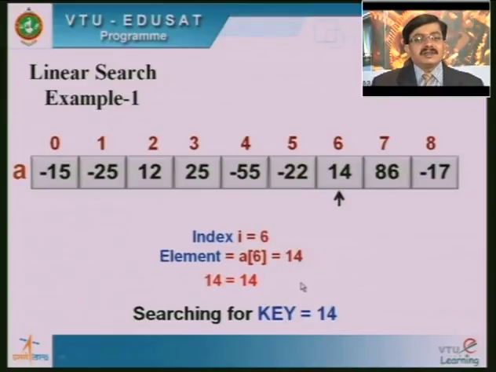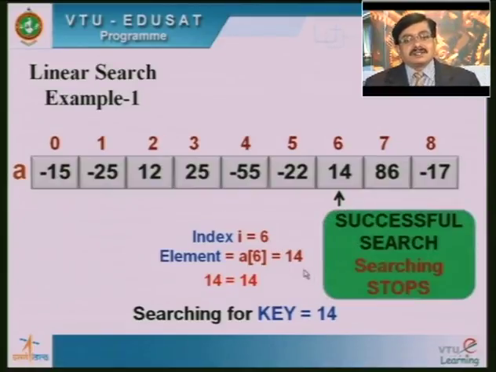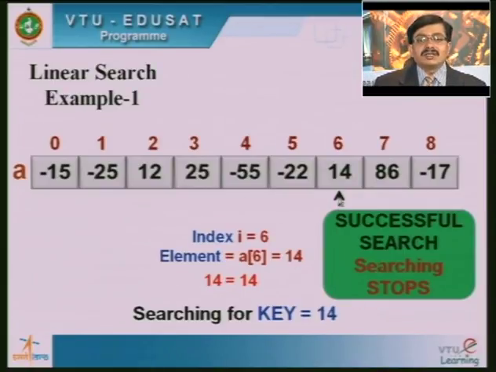But now you see when i is equal to 6, we are trying to access the element A of 6. A of 6 is 14. The 14 is equal to the 14. The 14 is the key element which you are in search of. So now we have found the key element. Now the algorithm stops, and we have to declare that the search is successful. So here is a successful search, and the searching stops at this point because we have found the key element.